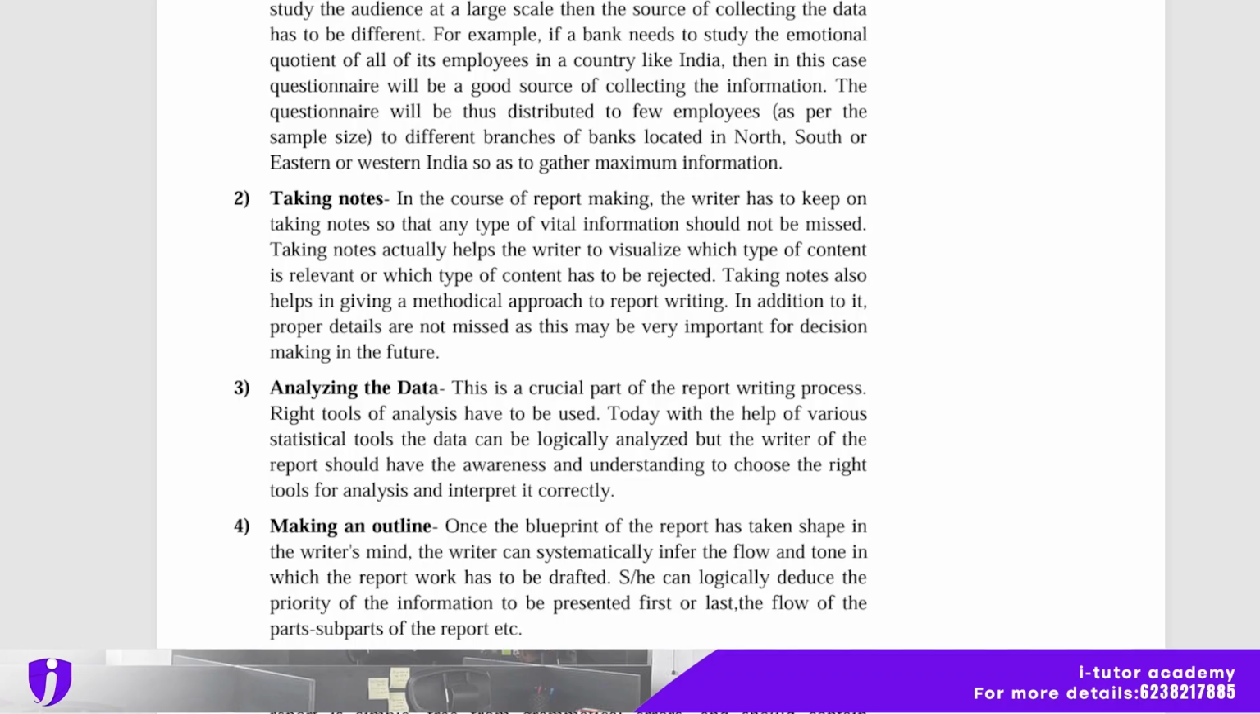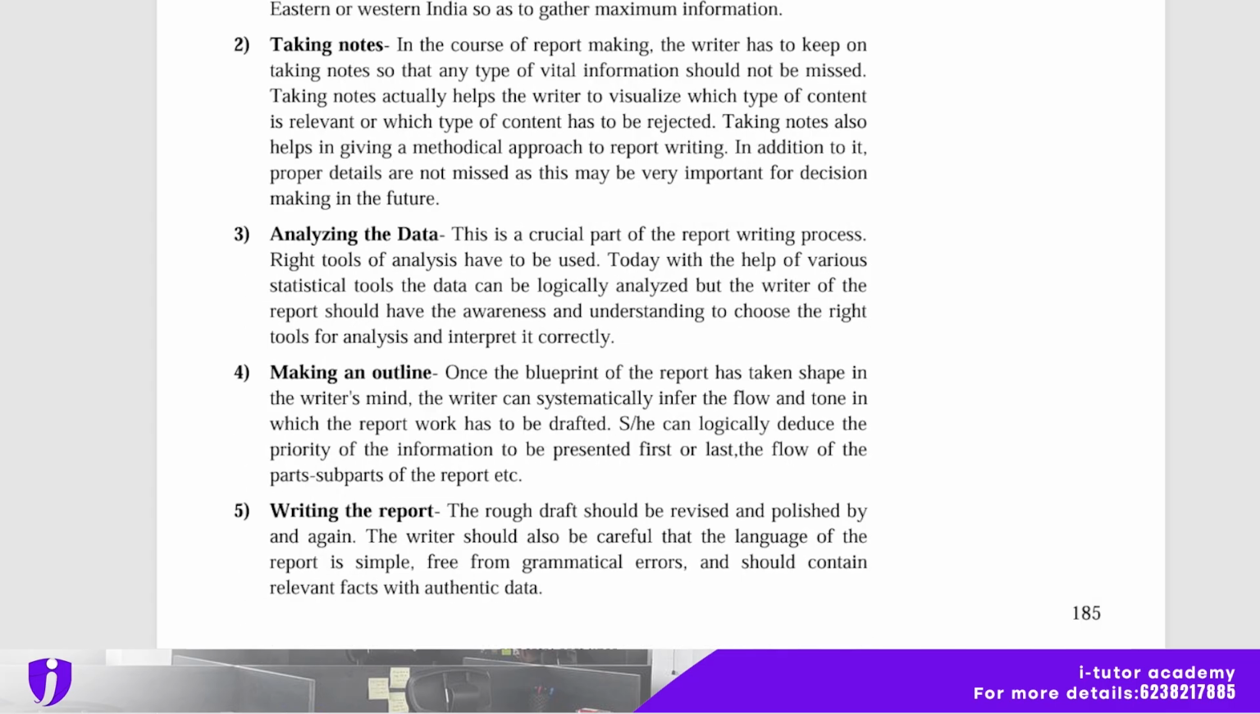Taking notes. In the course of report making, the writer has to keep on taking notes so that any type of vital information is not missed. Taking notes actually helps the writer to visualize which type of content is relevant and which type of content has to be rejected. And analyzing the data, this is a crucial part of the report writing process.